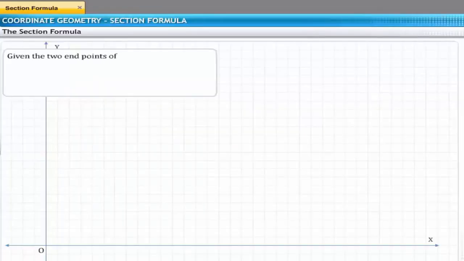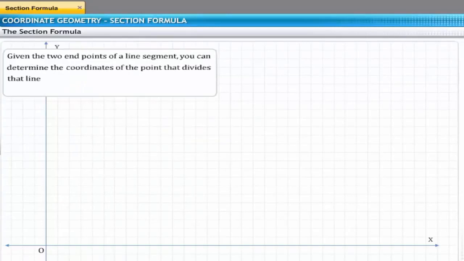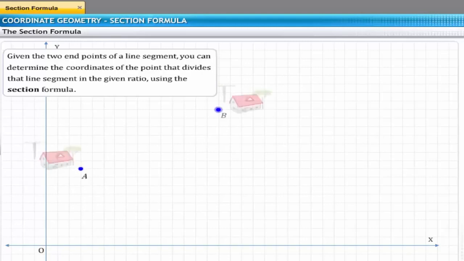Given the two endpoints of a line segment, you can determine the coordinates of the point that divides the line segment in the given ratio using the section formula. Let AB be a line segment. Let the coordinates of the points A and B be x1, y1 and x2, y2 respectively. Let the point P x, y divide the line segment in the ratio m:n.